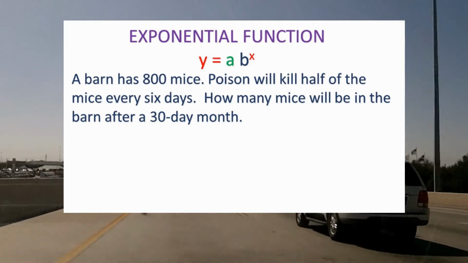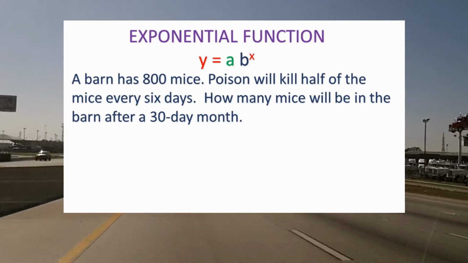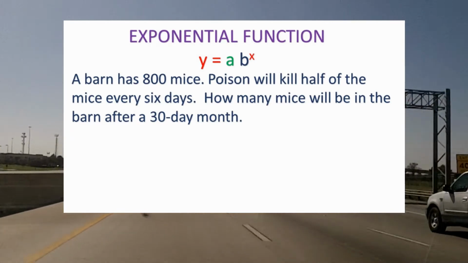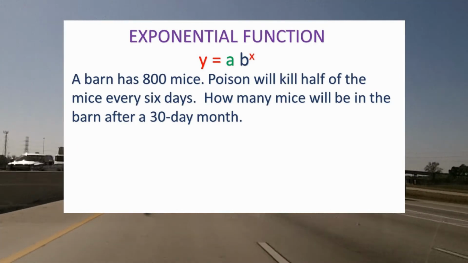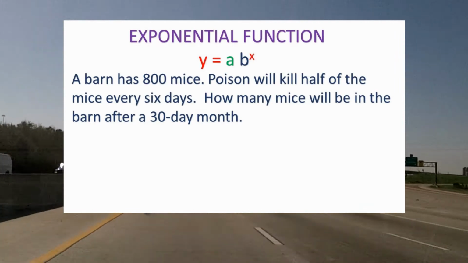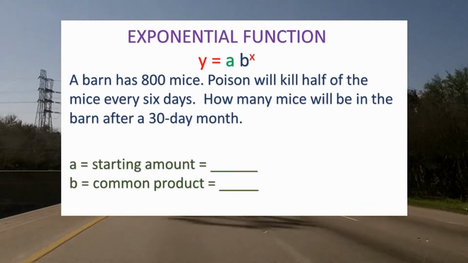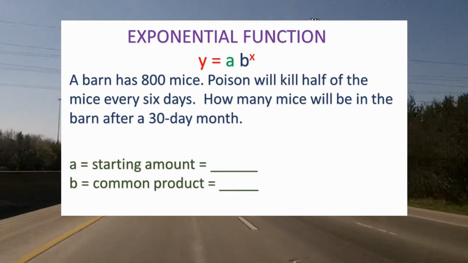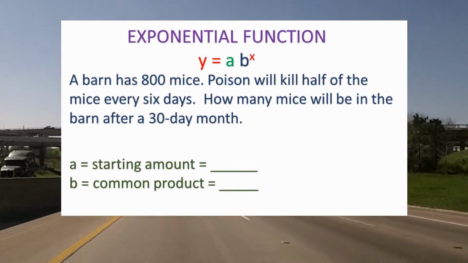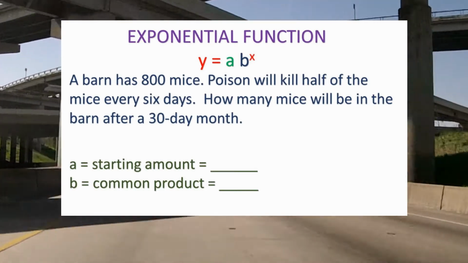Notice in this problem that the population of the mice won't increase, it will decrease. So we won't have exponential growth, we will have exponential decay, which means our B term will be less than 1. The first step is to identify the A term, which is our starting amount, and our B term, which is our common product. In this problem, our starting amount will be the 800 mice, and our common product will be 1/2, or we could use 0.5 for a decimal.